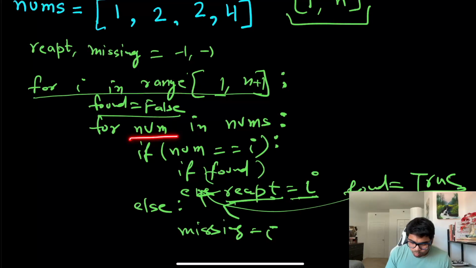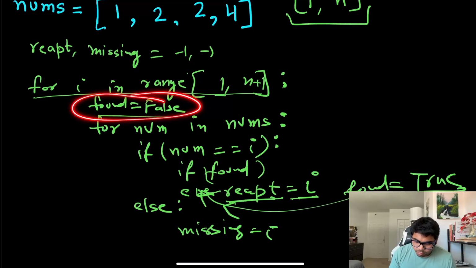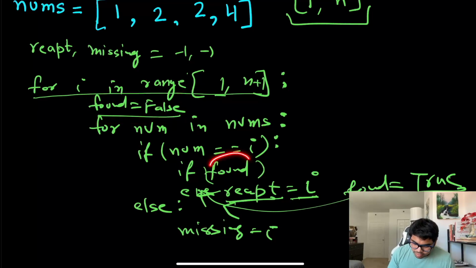Then I'm going through all these numbers and checking if that number exists. Is i equal to num? This number exists in my nums. If it does, I will have a flag called found, set to false. But if this flag is already true, that means this number is repeating. I have already found it earlier. So I will say this number is repeating, and I will mention it here.